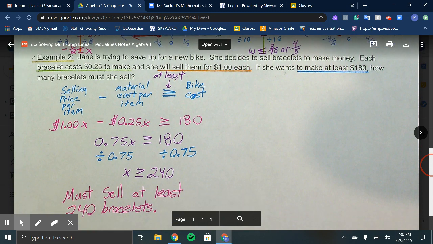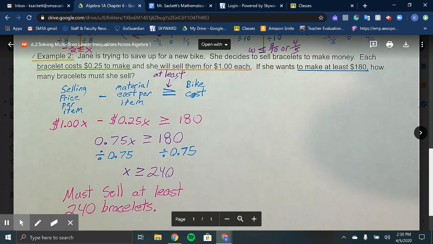And the last part are word problems. So example 2 says Jane is trying to save up for a new bike. She decides to sell bracelets to make money. Each bracelet costs 25 cents to make, and she will be selling them for $1 each. If she wants to make at least $180, how many bracelets must she sell?